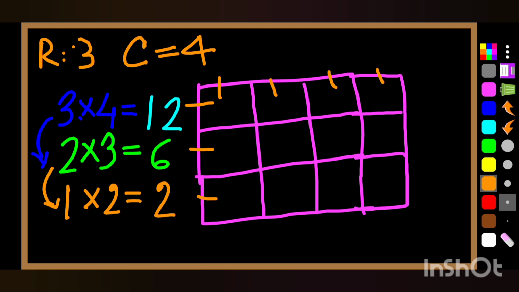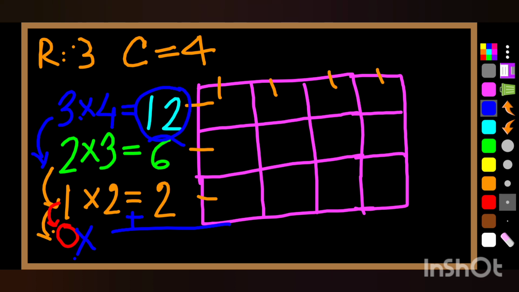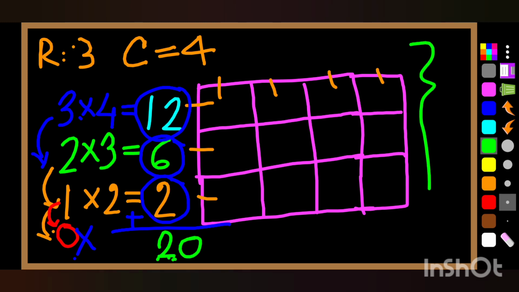And how long will you continue? Till getting 0. See, if you subtract 1 from this 1 we will get 0 only, so we are not going to do this last step. Now let's add all these numbers. 12 plus 6 plus 2, yes, it is coming 20 only. So how many squares are there in this given figure? Yes, there are 20 squares in this given figure.